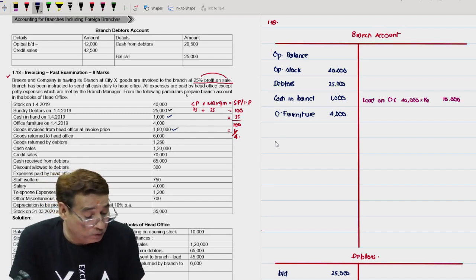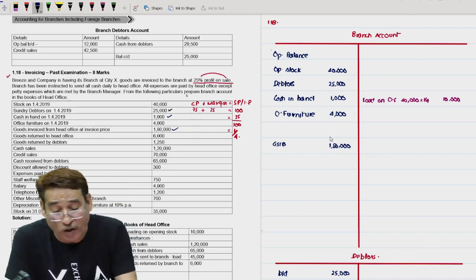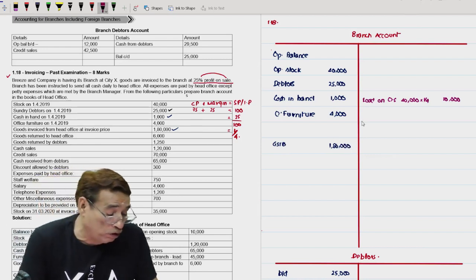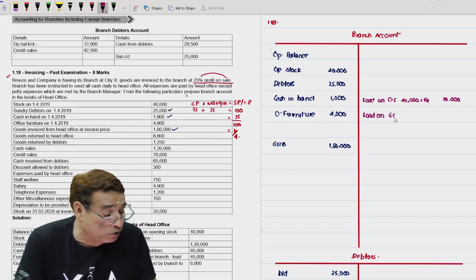So towards the debit side of the branch account, I will write to goods sent to branch account. So this year head office has sent 1,80,000 worth of goods at invoice price. Quite obviously, now you are going to move to the opposite side and you will extract the loading portion. So towards the opposite side, I write load on goods sent to branch account.